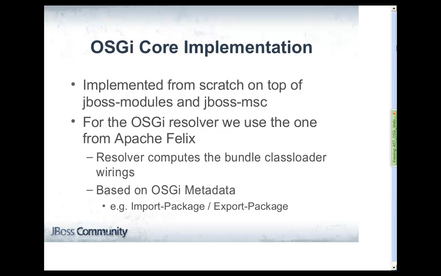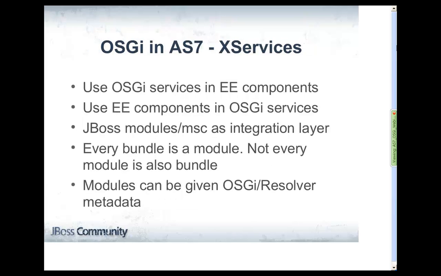So in JBoss OSGi, what we do is examine the OSGi metadata, generate from that metadata a general set of capabilities and requirements, and give those requirements to the OSGi resolver, the Apache Felix resolver, and let it do its work. It comes back with the wiring result, and then we go back to the JBoss Modules API to actually establish the dependencies between the modules.